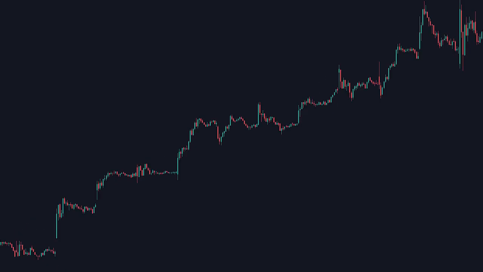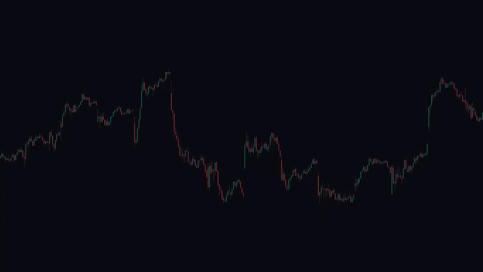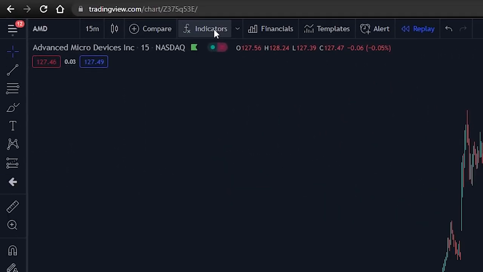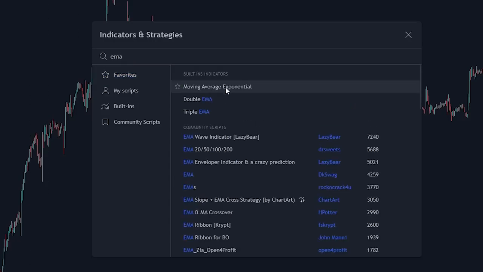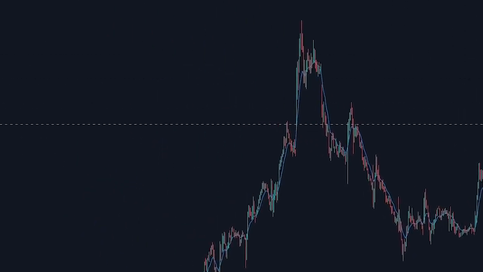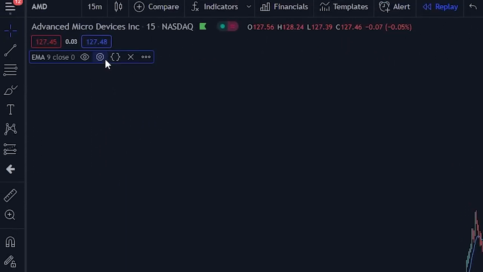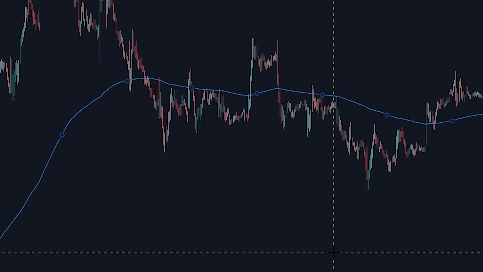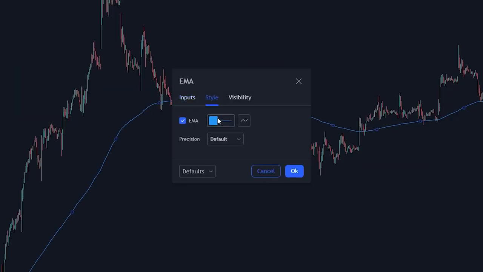Rule number one, and probably the most important rule, is that we will only be trading with the trend, at least with this strategy. You may be asking yourself, how do I know if a chart is in an uptrend or a downtrend? Well, it's pretty simple. Just go to TradingView, click the Indicators tab, and type in EMA for Exponential Moving Average. Then go to the settings of the indicator and change the length to 200. This will give us a 200-day moving average. I'm also going to change my line to red just so you can see it better, but this is optional.